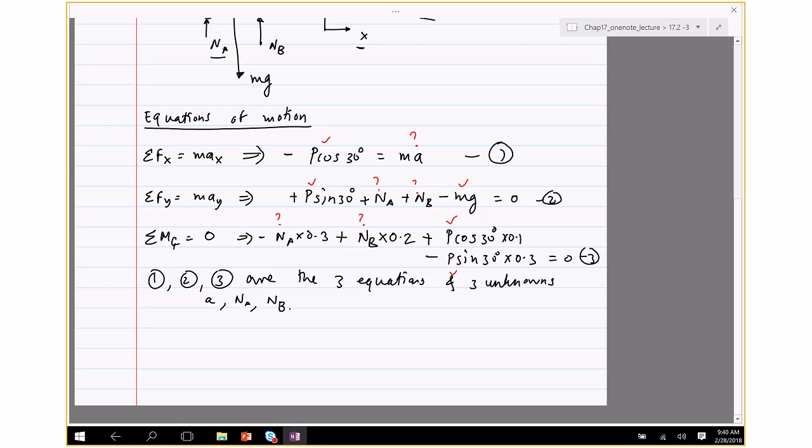So if you plug in the numbers, the acceleration comes out to be 4.33 meters per second squared. That's indicating that the acceleration is not to the right, but to the left. NA is 113.4 and NB is 325.2 newtons.